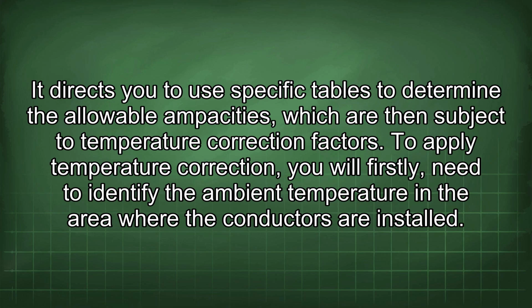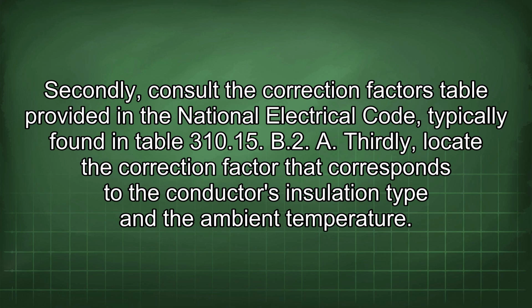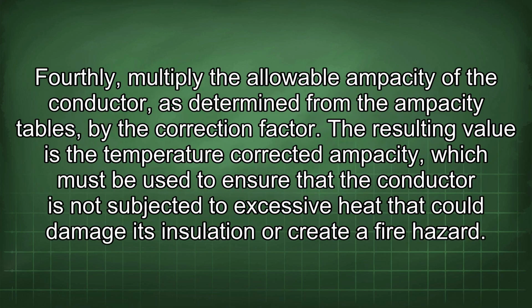To apply temperature correction, you will firstly need to identify the ambient temperature in the area where the conductors are installed. Secondly, consult the correction factors table provided in the National Electrical Code, typically found in Table 310.15(B)(2). Thirdly, locate the correction factor that corresponds to the conductor's insulation type and the ambient temperature. Fourthly, multiply the allowable ampacity of the conductor, as determined from the ampacity tables, by the correction factor. The resulting value is the temperature-corrected ampacity, which must be used to ensure that the conductor is not subjected to excessive heat that could damage its insulation or create a fire hazard.